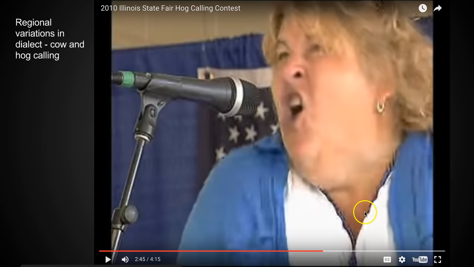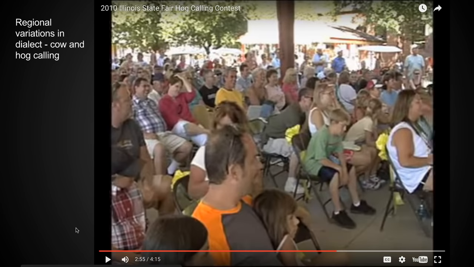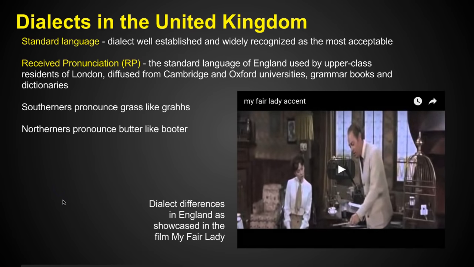These people are very passionate about their language, their dialect, how they call in the cows. And I just think it's fun because these guys had a state championship at their fair about it. So it's just a really good illustration. And the guy who studied from New York City, he was the one that actually ends up winning. So let me make sure I finish it.